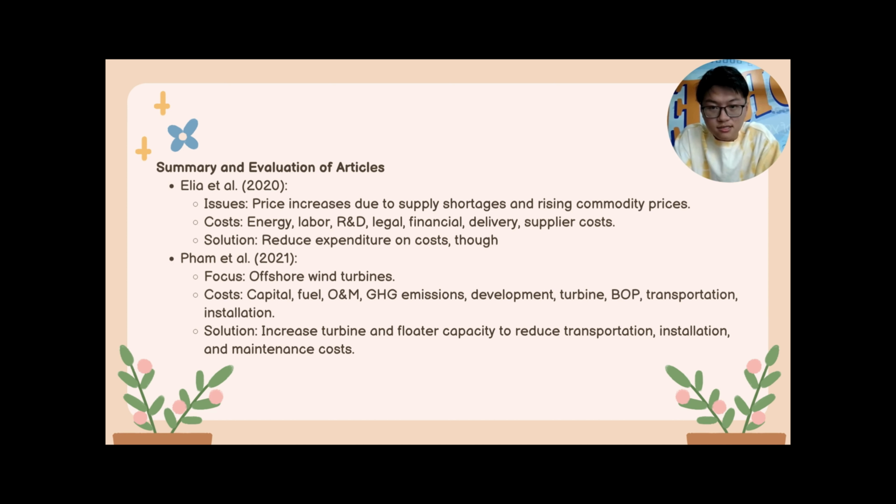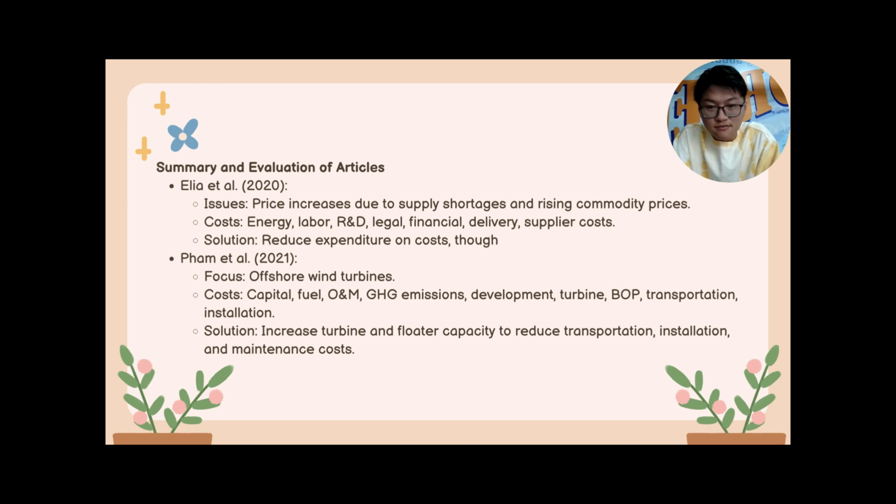So this is our summary and evaluation of the articles we covered. For Ilias's article in 2020, the main issue is the price increases due to supply shortage and rising commodity prices. The costs discussed are energy costs, labor costs, R&D costs, and etc. And the solution given is to reduce expenditure on costs.